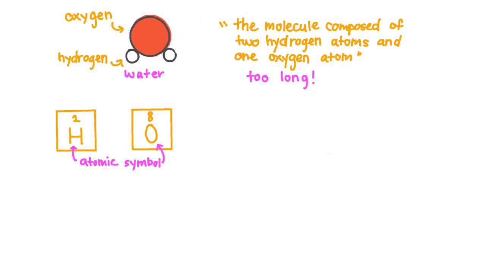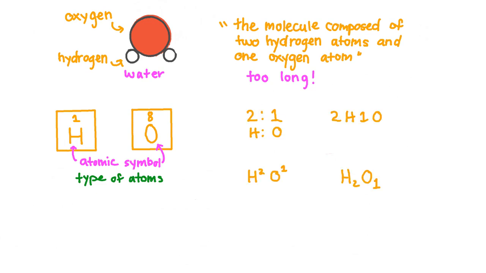Perhaps we could shorten things by using the atomic symbols that we see on the periodic table: H for hydrogen and O for oxygen, which seems much easier to deal with. If we use these atomic symbols for the elements in a compound, we have a way to refer to the type of atoms in a compound. So now we just need a way to refer to how many of each type of atom are in a compound. As we mentioned earlier, each unit of water, 1 water molecule, contains 2 hydrogen atoms and 1 oxygen atom.